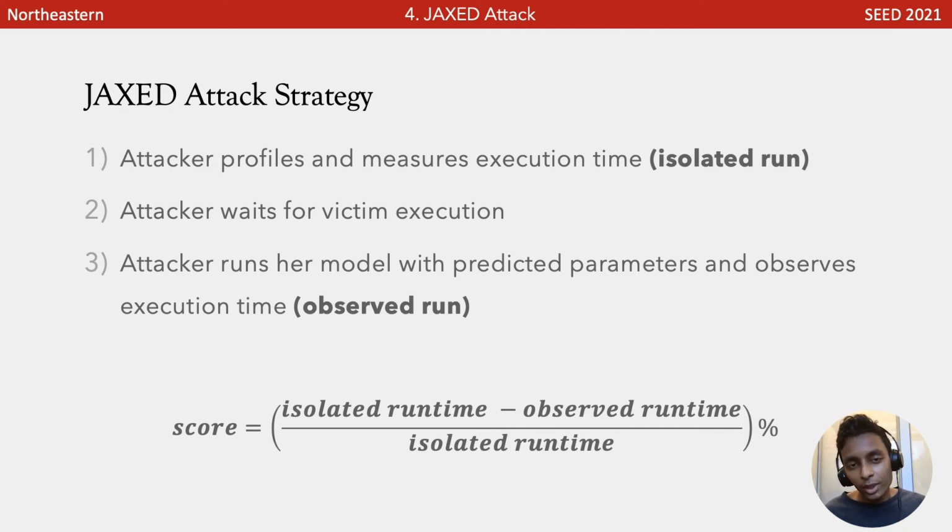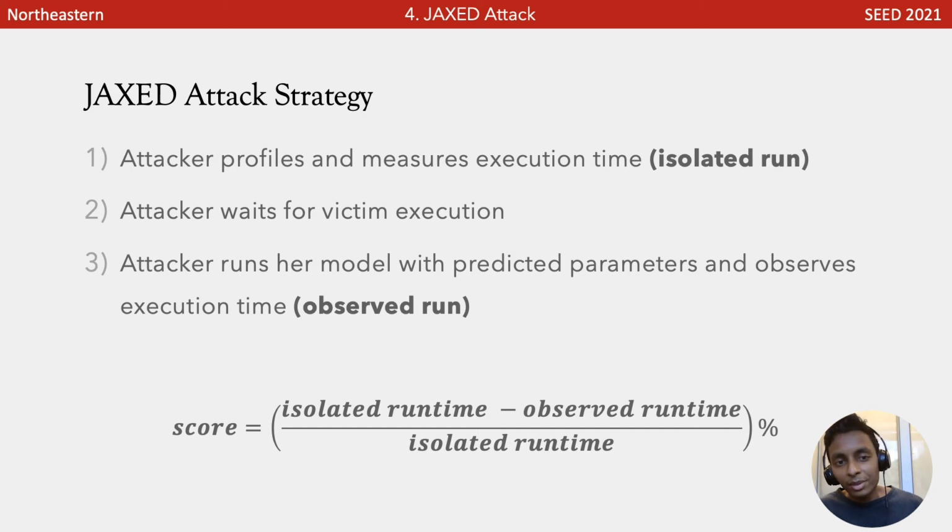And then the attacker waits for the victim execution. And finally, the attacker runs her model with the guessed parameters and observes the execution times. This is referred to as an observed run. Then we can easily come up with a score by looking at the isolated runtime and the observed runtime difference as a percentage of the isolated runtime.